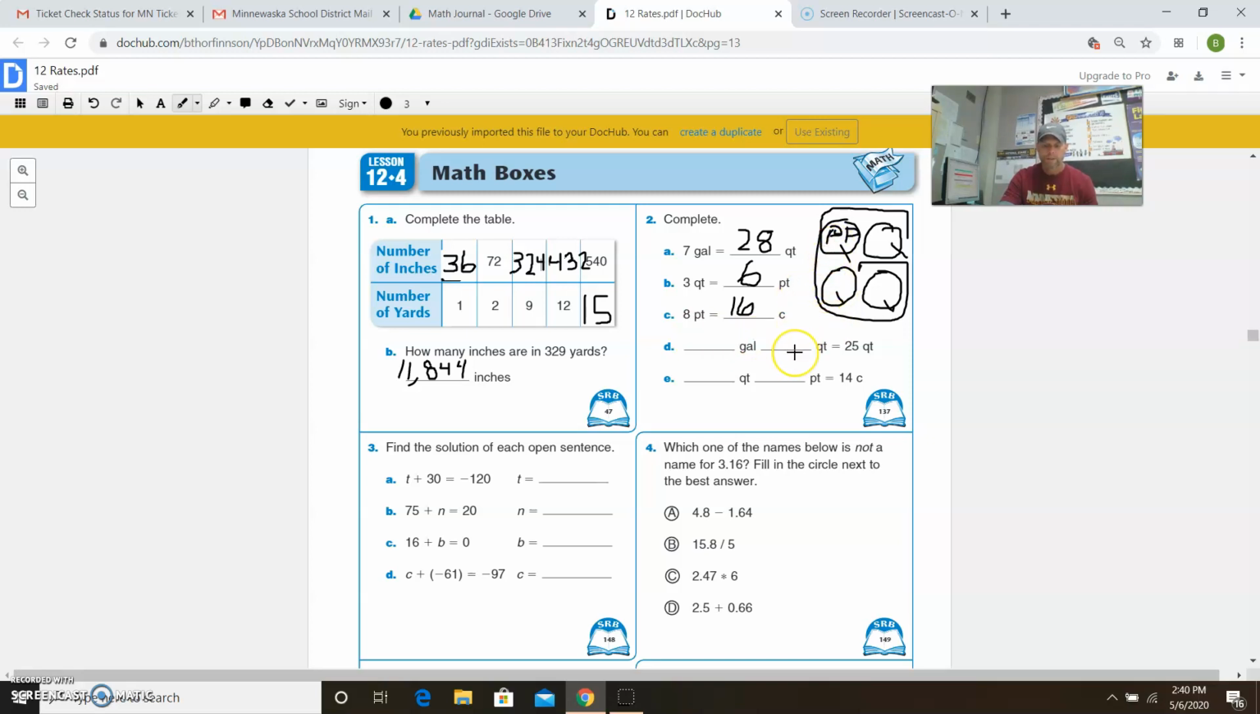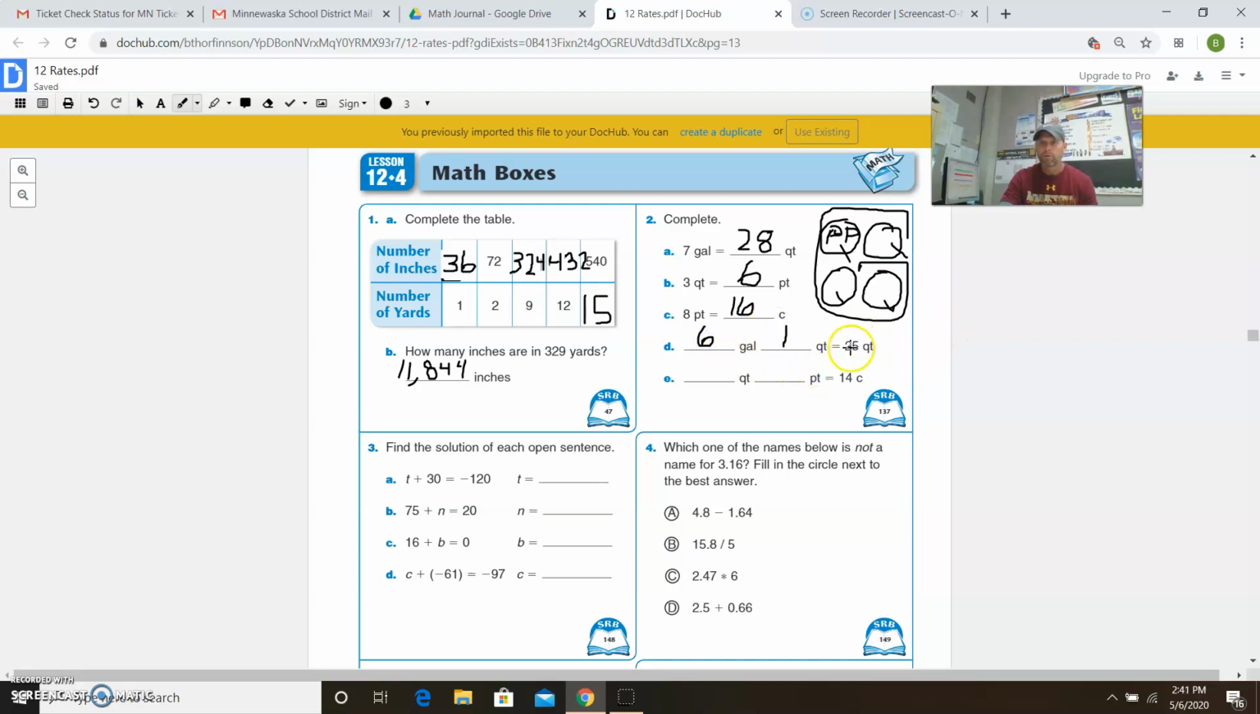So 8 times 2 is 16. Now we're going to convert the other way. So in 25 quarts, how many gallons would you have? Well, if we divide 25 by 4, because there's 4 quarts in 1 gallon, you would get 6 full gallons, and you would have 1 quart left over.